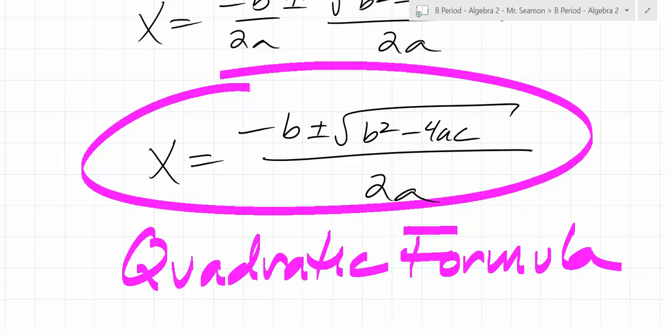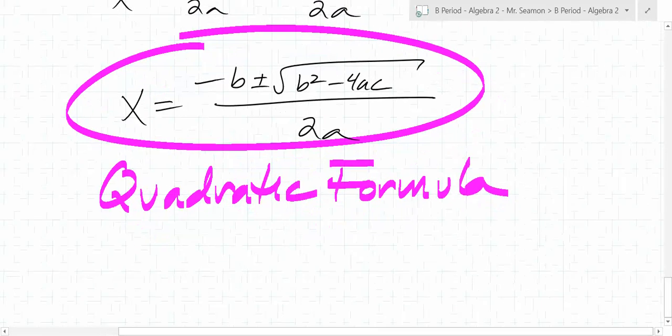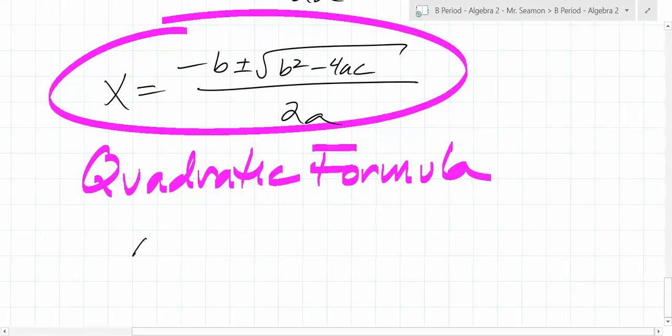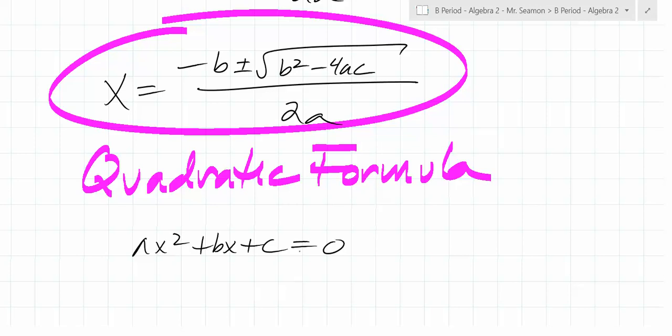Why is this really nice? This is why this is really nice. If I gave you any quadratic, ax squared plus bx plus c equals 0, what can you immediately find? So a, b, and c. Exactly. You can find x right away. Does it take some simplifying sometimes? Sure. Like if you have the square root of 80, do you have to simplify that to like 4 root 5? Sure. But is this method a lot quicker than completing the square?